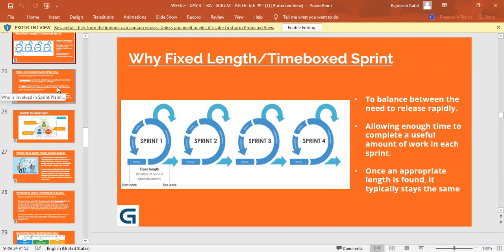I have a quick question. That last point out there, once an appropriate length is found, it typically stays the same. Can you just elaborate a bit on that? Sorry, can you please repeat your question? The last point out there, once an appropriate length is found, it typically stays the same. Can you just elaborate a little more on that?